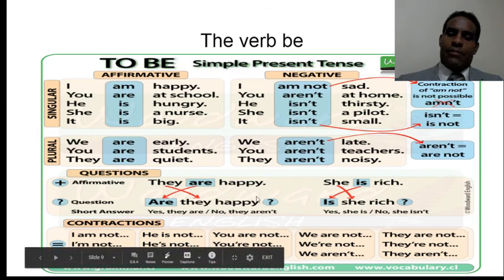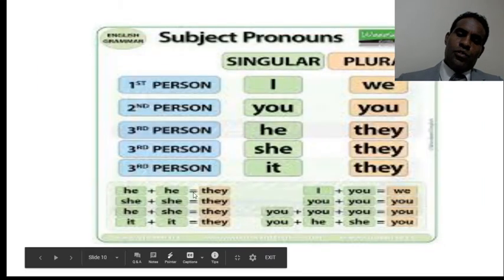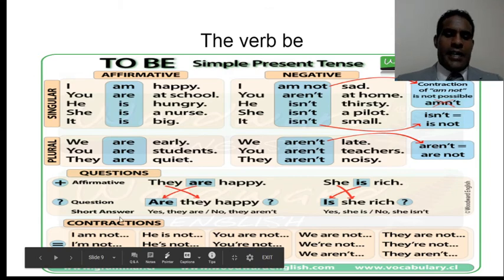Here you have some examples of the contractions in order to use the verb to be. I am not, he is not, you are not, we are not, they are not. For the ones that we got here, the contraction of that will be I'm not. He is not, contraction will be he's not. You are not, contraction will be you're not. And we are not, we're not, or we aren't. They are not, the contraction will be they're not, or they aren't.